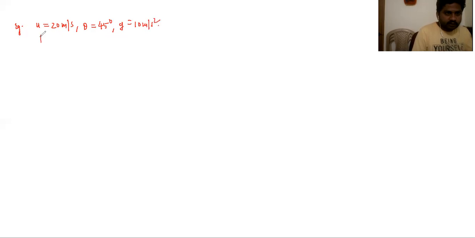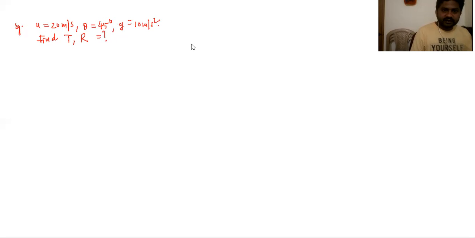Let's see this first question. There is a ball thrown up with a speed of 20 meters per second. It is thrown with an angle of 45 degrees. The question is, by taking your g value as 10 meters per second square, find the time of flight and range. That's the question. Simple, right?